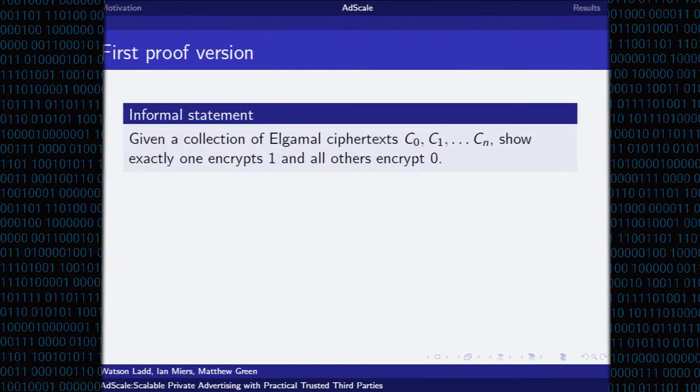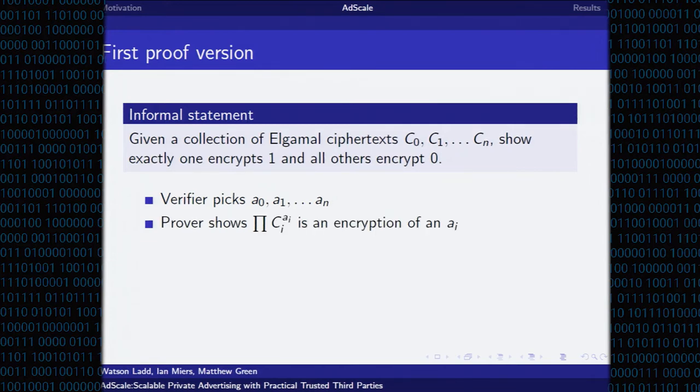So how do we turn that into a proof of the statement? What's the statement we want to prove? We want to show that we have a collection of ElGamal ciphertexts, and exactly one of them is an encryption of 1, and all the other ones are encryptions of 0. So the verifier is going to pick some random numbers. I'm presenting this interactively. We de-interactivize it through the Fiat-Shamir heuristic in the ROM. So you pick a bunch of random numbers. The prover then multiplies all these ciphertexts together and shows us an encryption of one of the a_i.